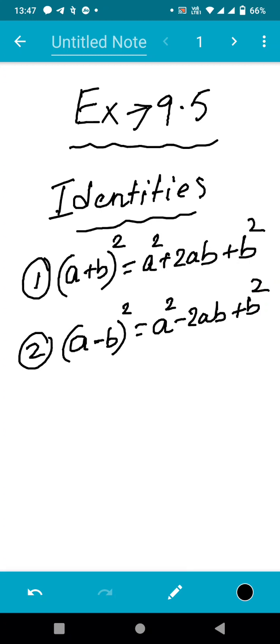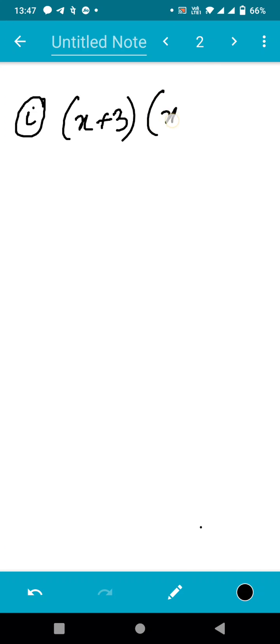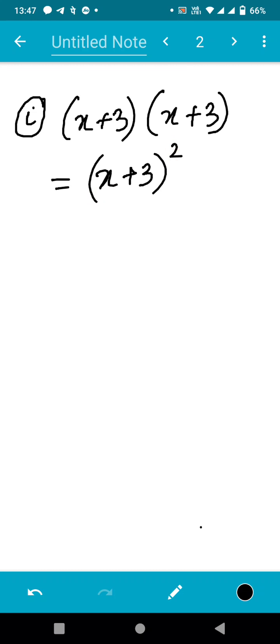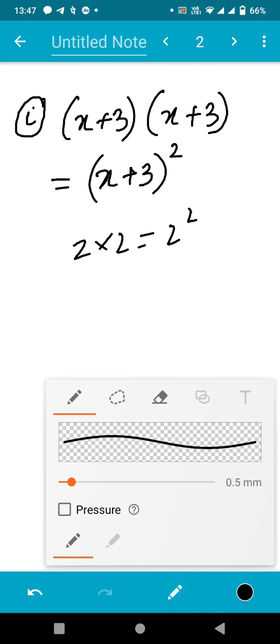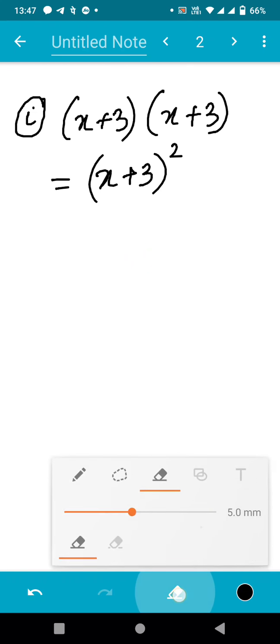Now let's see the applications of these identities. Let's go to the next page. Now we'll do sum number 1 of question number 1. So what is there in sum number 1? In the first bracket we have x plus 3. In the second bracket we have again x plus 3. So x plus 3 and x plus 3 we can write in this form also, that is (x plus 3) whole square, isn't it? So we know that 2 into 2 is 2 square. The same way x plus 3 and x plus 3 would be (x plus 3) whole square.